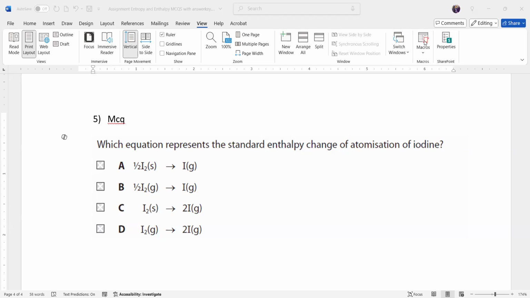So which equation represents the standard enthalpy change of atomization? The term atomization means when we produce 1 mole of atoms in a gaseous state from the element in its standard state.